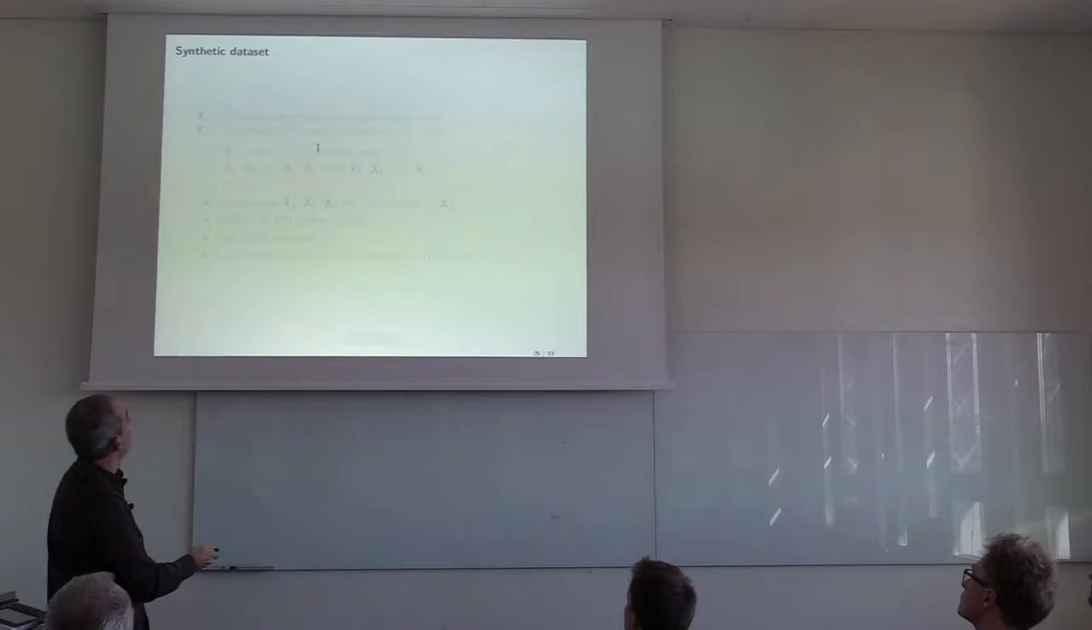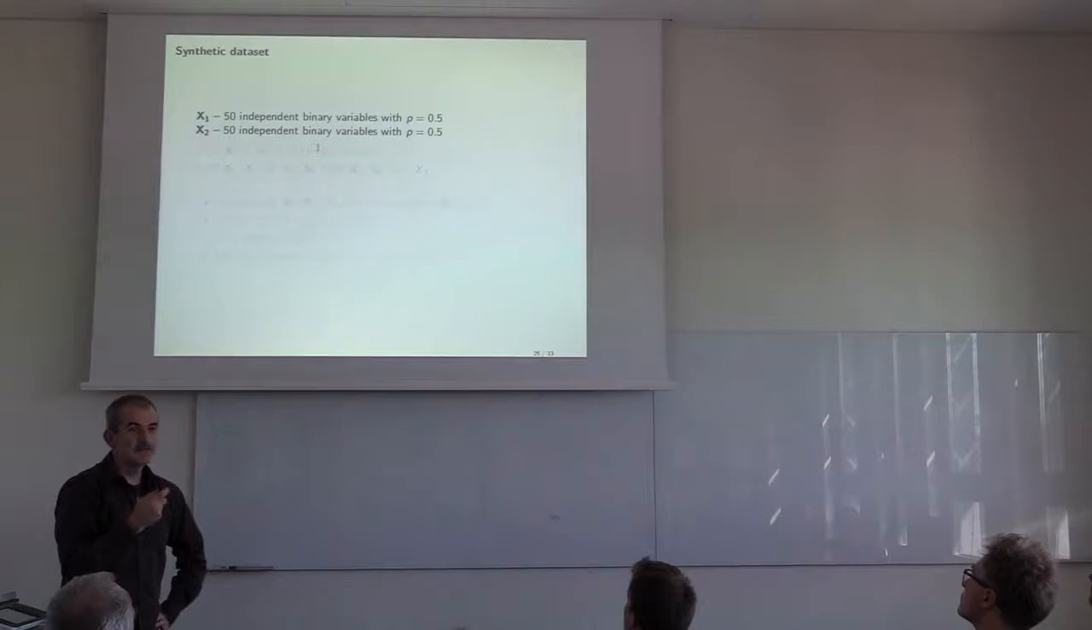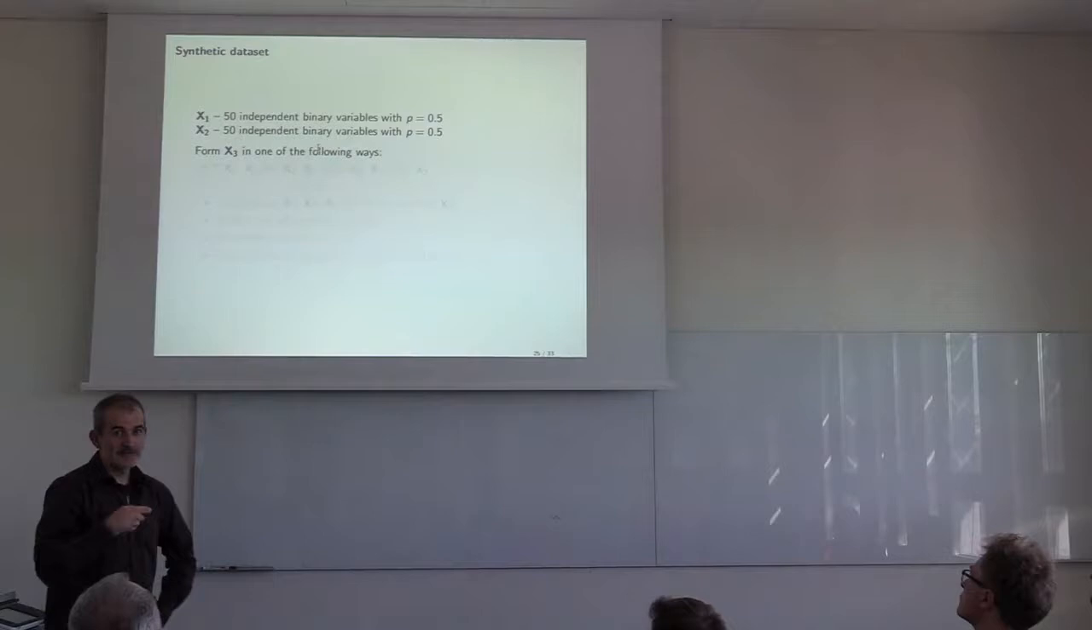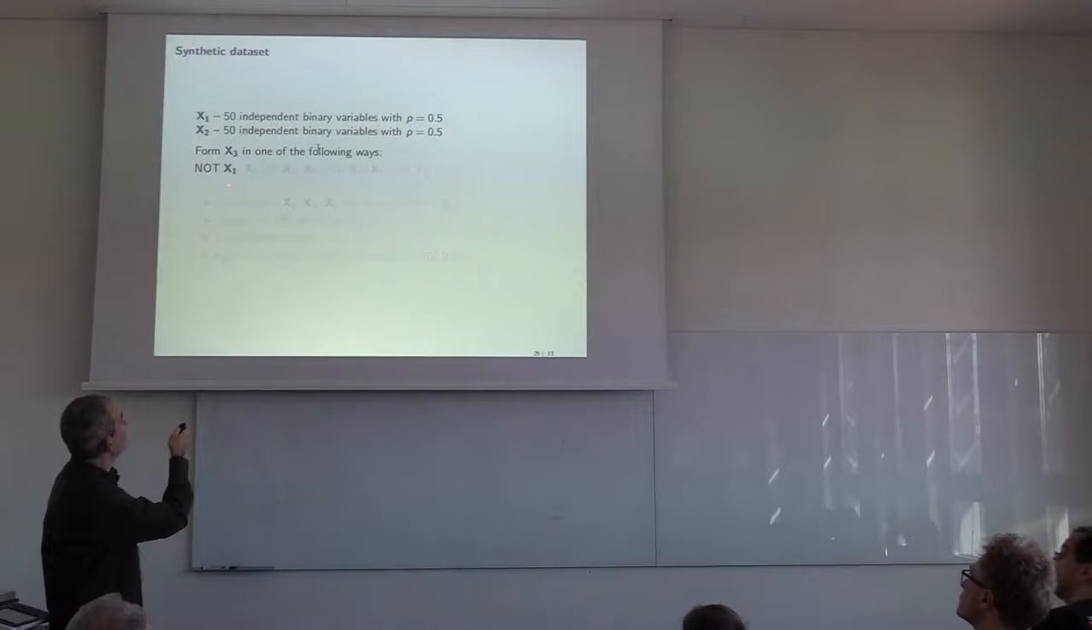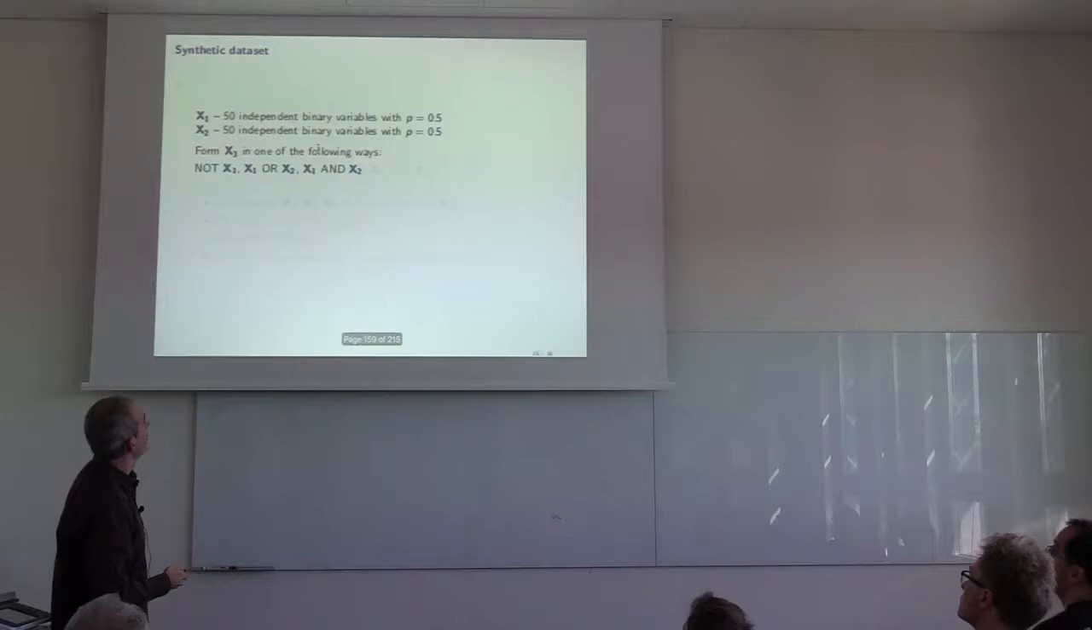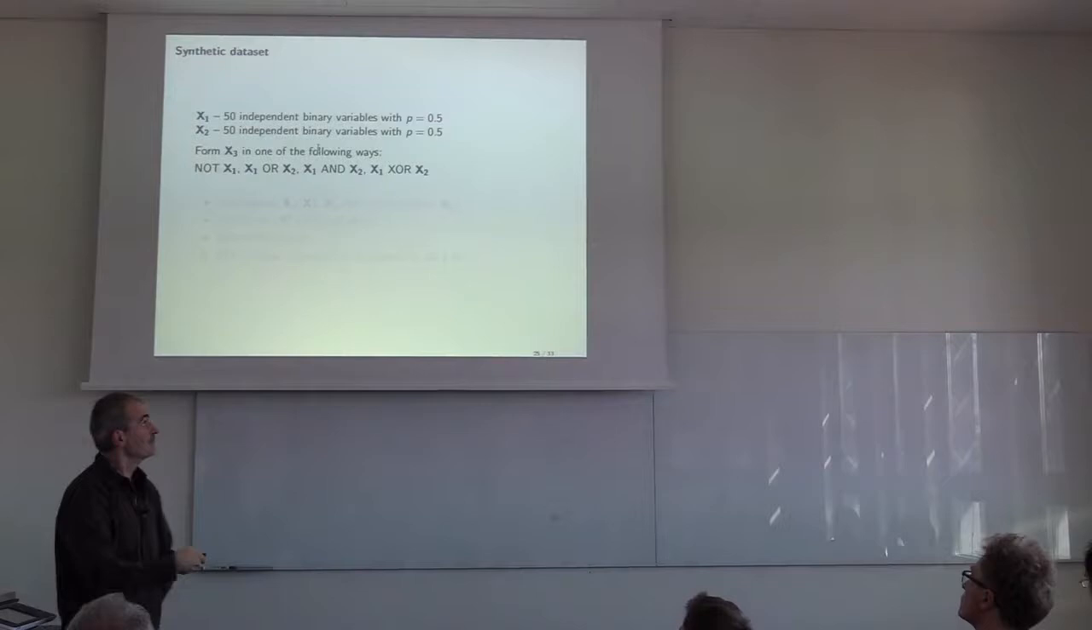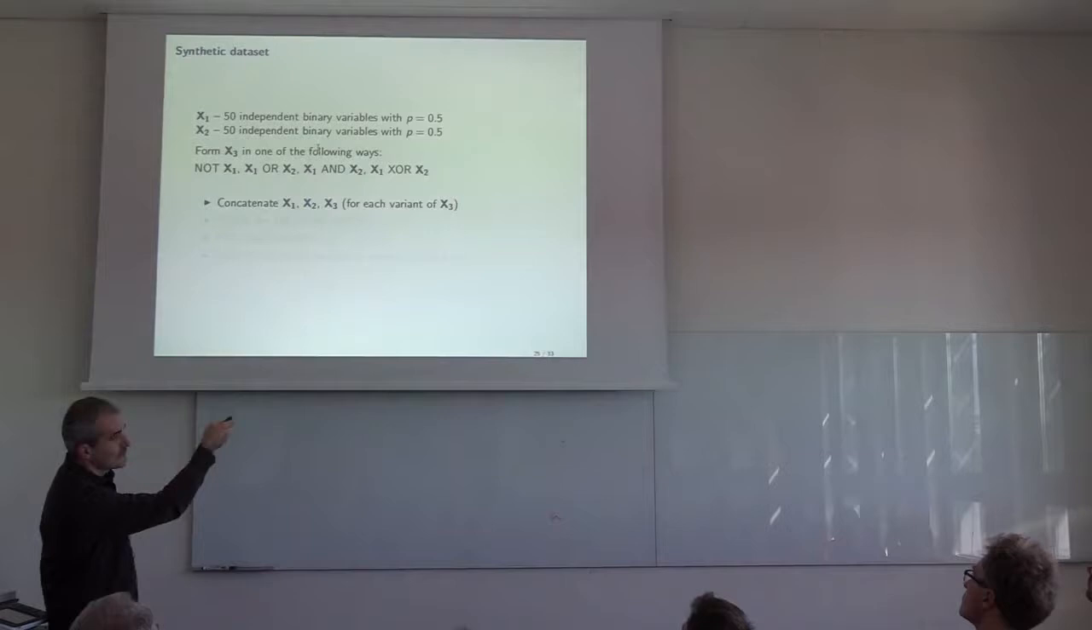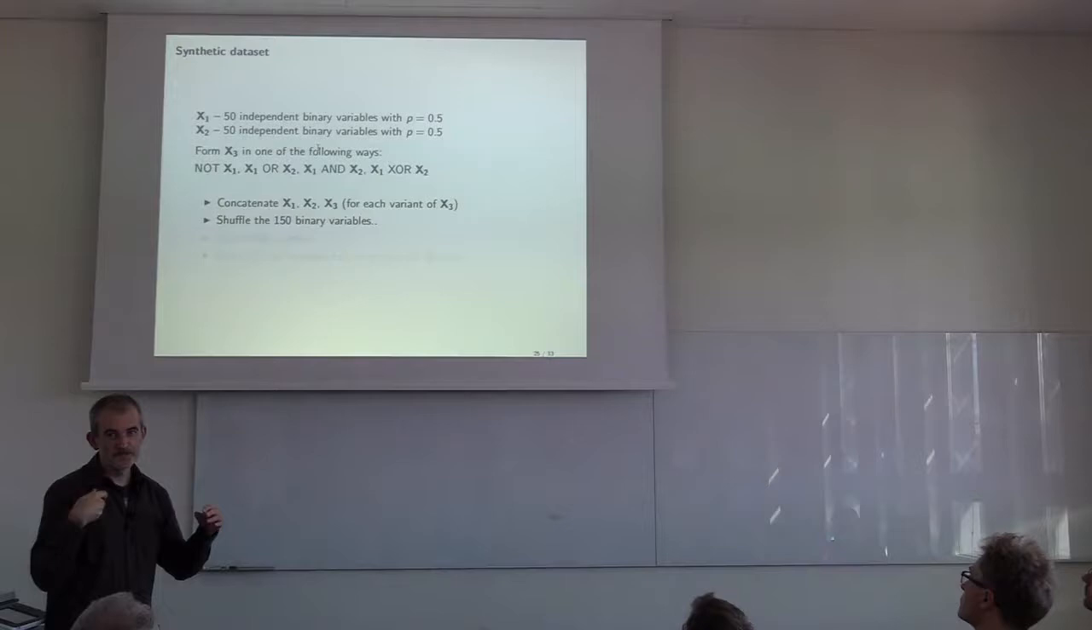Suppose that x1 is 50 independent binary variables with probability 1/2. x2 is again another 50 independent variables. And for x3, we will take functions of those previous data sets. For example, x3 could be not x1, or x1 or x2, x1 and x2, or x1 xor x2, sorry, x plus of all. Then we just concatenate x1, x2, and x3 for each of those variants. In this way, we get 150 binary variables, we shuffle, and we take 10,000 samples from these distributions.